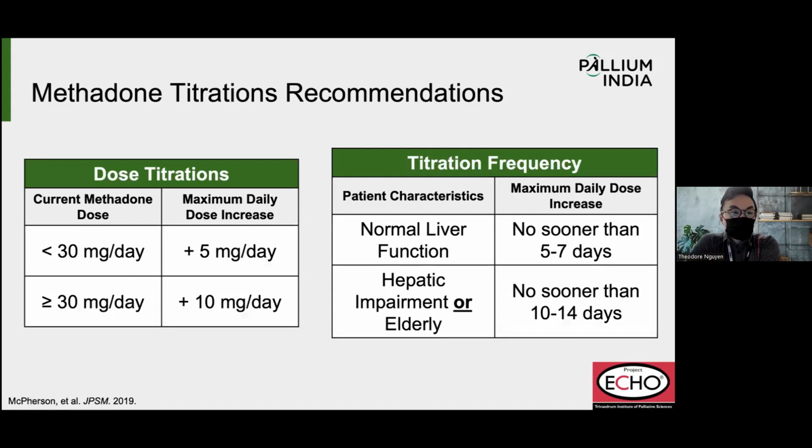And when we talk about titration recommendations, how fast can we go up and how fast can we make dose changes? It's going to be based on what the patient's current methadone dose is right now. So if a patient's on less than 30 milligrams per day of methadone, then you can increase by up to 5 milligrams a day. And patients requiring 30 or more milligrams, then you can go up by a titration of 10 milligrams. In regards to how soon we can make these dose adjustments, like I mentioned before, patients with normal hepatic function, not to make any of these dose titrations any sooner than 5 to 7 days. And in patients that have hepatic impairment or are of advanced age, because we're worried about reduced clearance or metabolism, no sooner than 10 to 14 days.